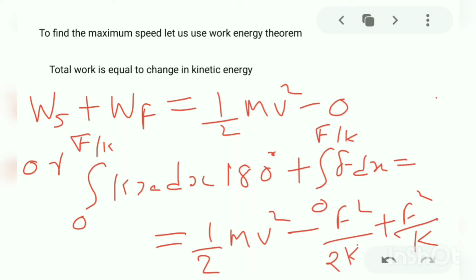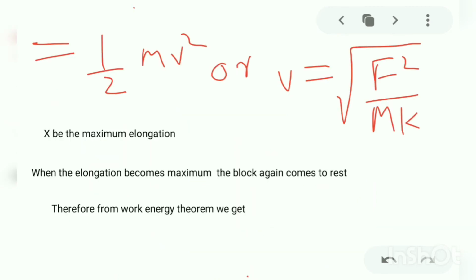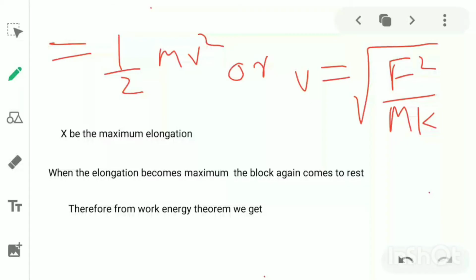By solving the integration, we will get minus F square by 2k plus F square by k, which is equal to half mv square. In terms of v, the maximum velocity v is equal to F square by mk. When the elongation becomes maximum, the block again comes to rest.